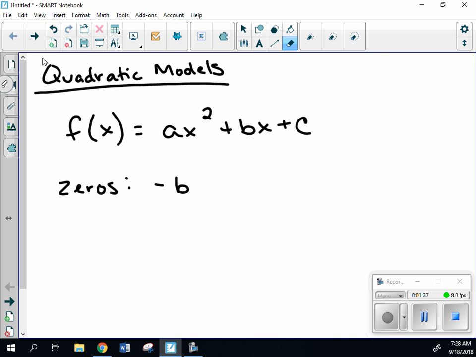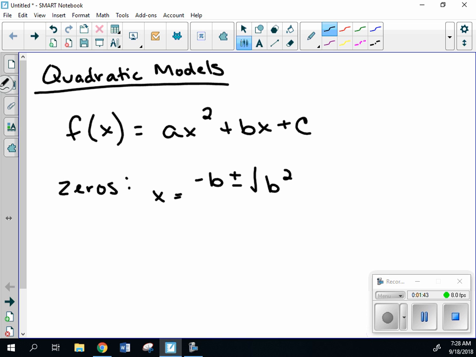And I'll give you the quadratic formula because I have a feeling you might need a refresher. It is x equals negative b plus or minus the square root of b squared minus 4ac, divided by 2a. Again, that's where your zeros are located. Some of you might not remember this, but that's okay.